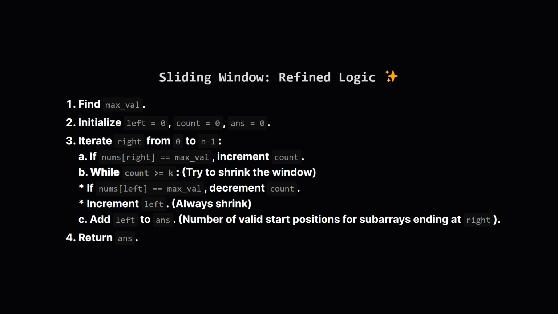So at each step of the right pointer, after potentially shrinking the window, we add the current value of left to our total answer, ANS. Finally, after the right pointer has gone through the whole array, we return ANS.